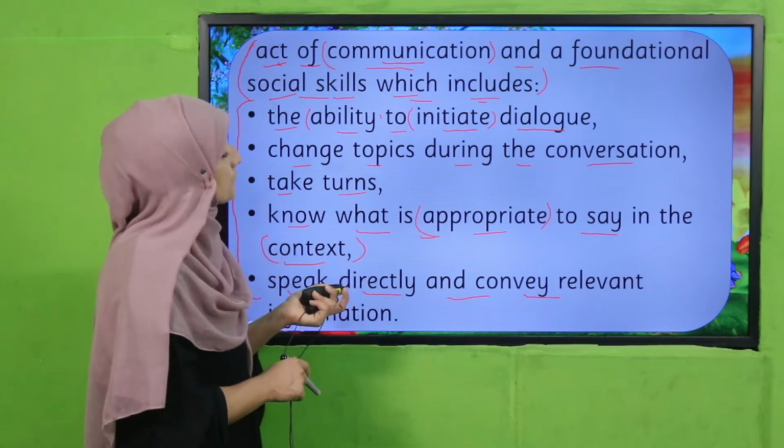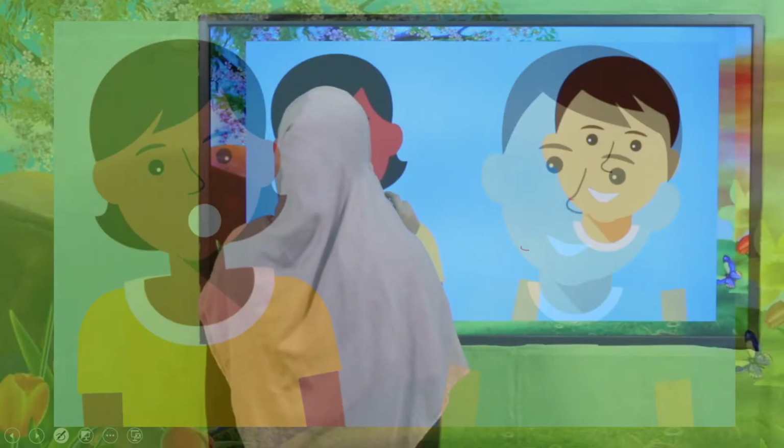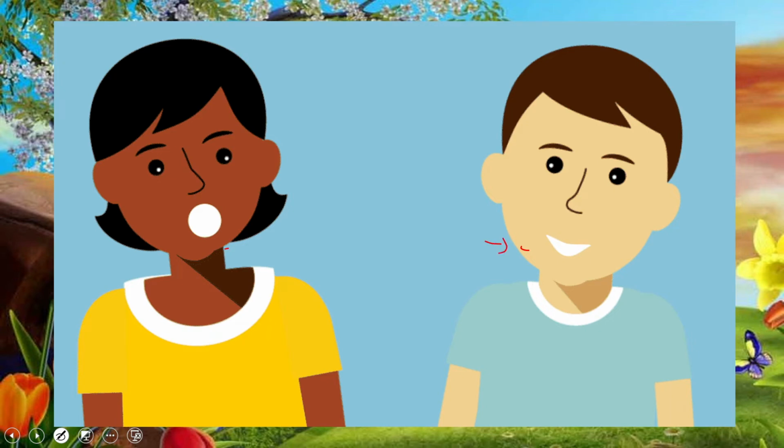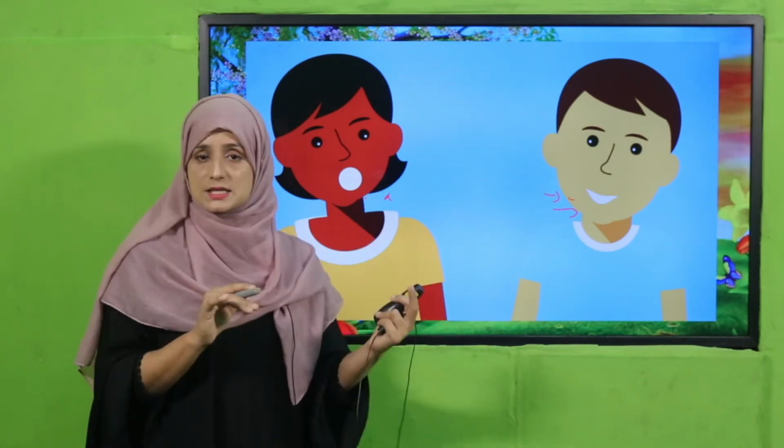Okay, my dear students. So see there, an example is there. When two people are talking, if he is talking, she is just listening. When she is talking, he is just listening. These two people are communicating with each other, and they are waiting for their turn also. When he speaks, she listens silently and carefully to what he is asking or talking about. This is called a dialogue when two people are talking with each other.